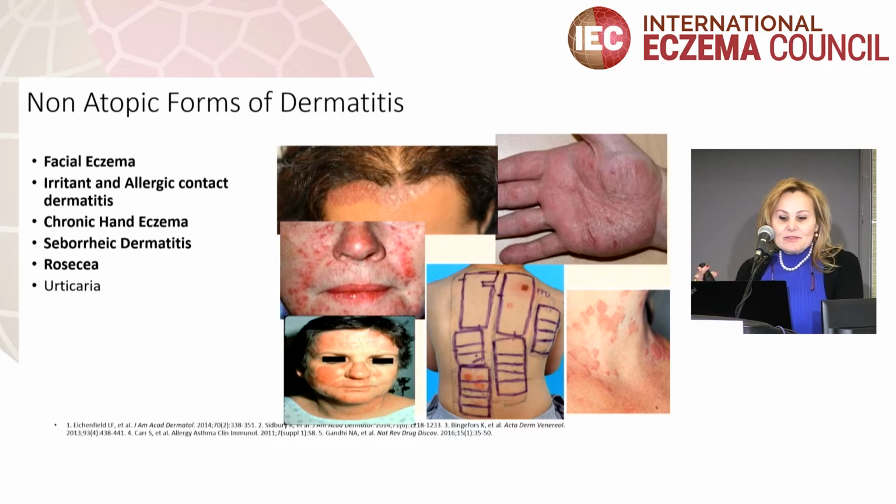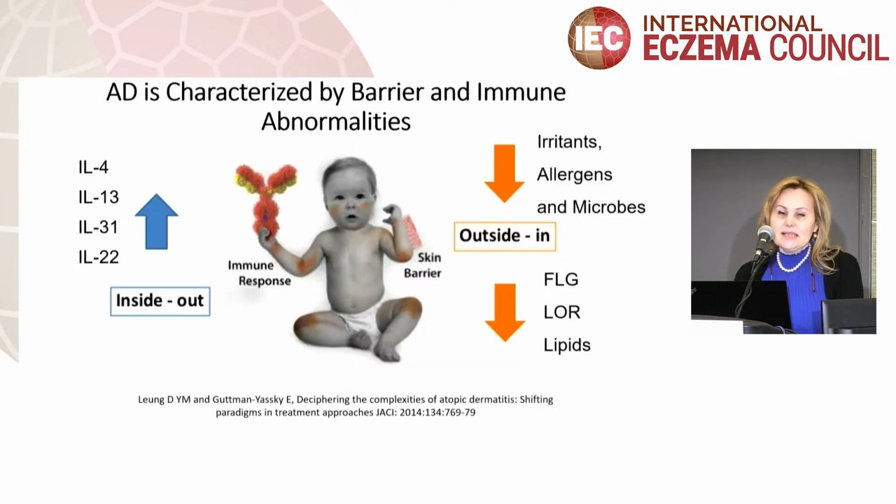And again, this is my view, and I'm not talking potentially about all of them. I don't have time today to talk about all of them. I'll cover today facial eczema, irritant and allergic contact dermatitis, chronic hand eczema, seborrheic dermatitis, rosacea, and there are many others, urticaria, stasis dermatitis, and many others, but I particularly talk about the ones that we do see much more in atopic dermatitis patients.